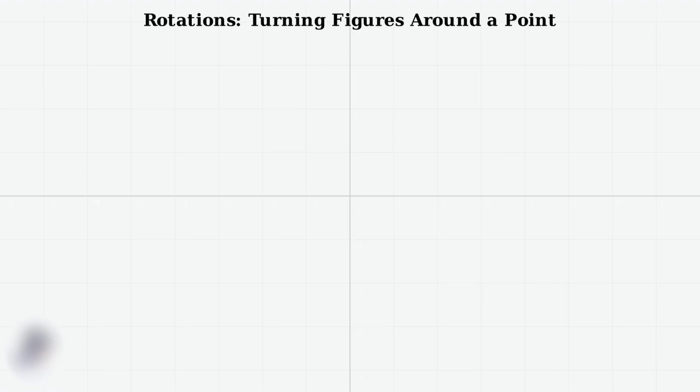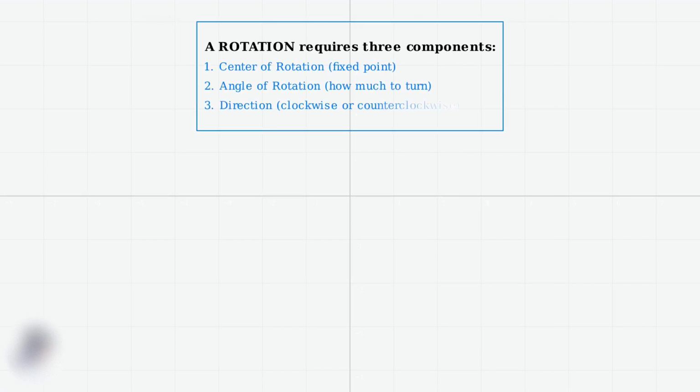Now we explore rotations, one of the most dynamic geometric transformations. A rotation turns a figure around a fixed point, creating smooth circular motion while preserving the shape and size of the original figure. Every rotation is defined by exactly 3 components. First, we need a center of rotation. This is the fixed point around which everything turns. Second, we specify the angle of rotation, how many degrees to turn. Third, we choose the direction, either clockwise or counterclockwise.